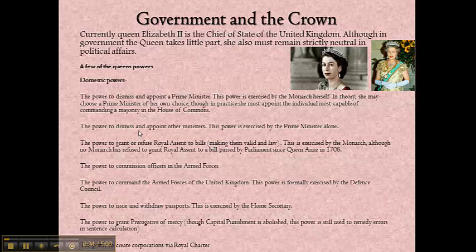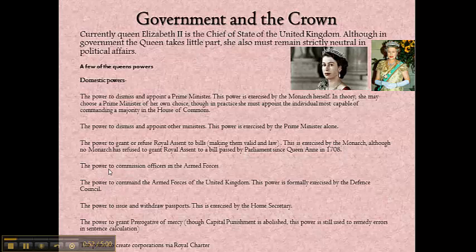One below that, the power to grant or refuse royal assent to bills, making them valid in law. That's what our president does, but instead the Queen has power to do that in the UK. This is exercised by the monarch, although no monarch has refused to grant royal assent to a bill passed by Parliament since Queen Anne in 1708.